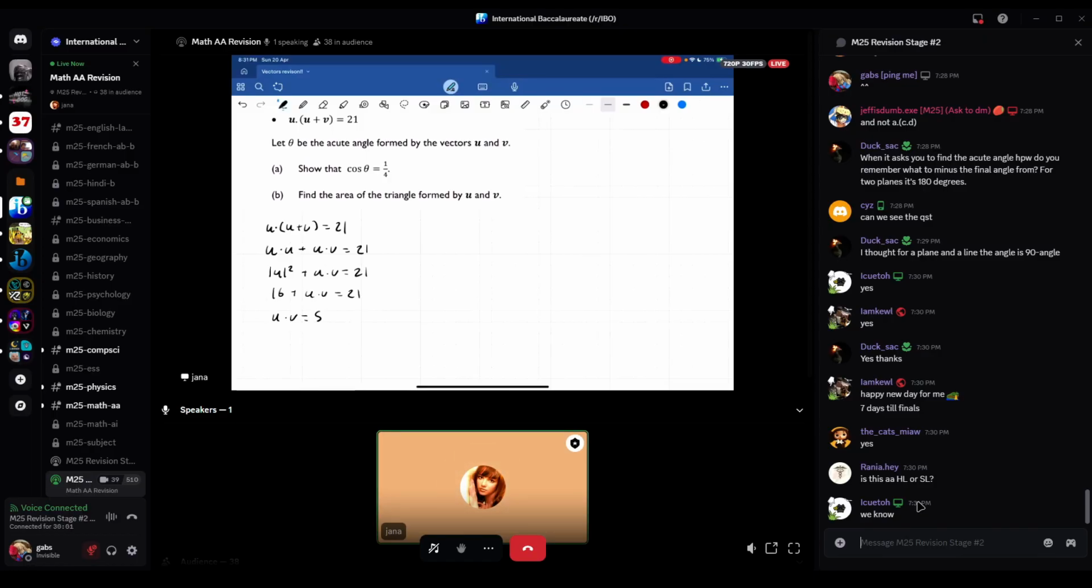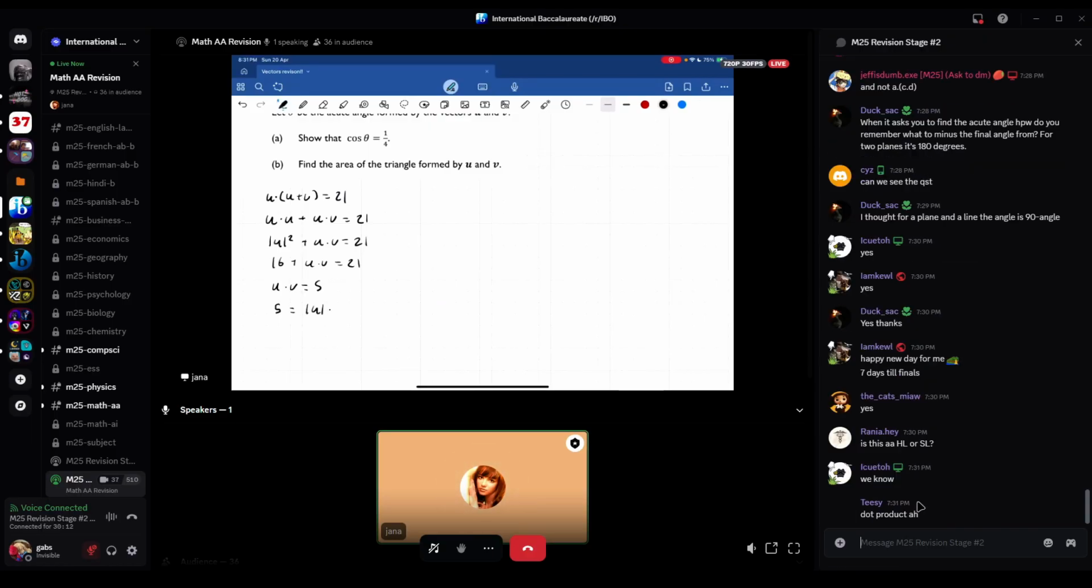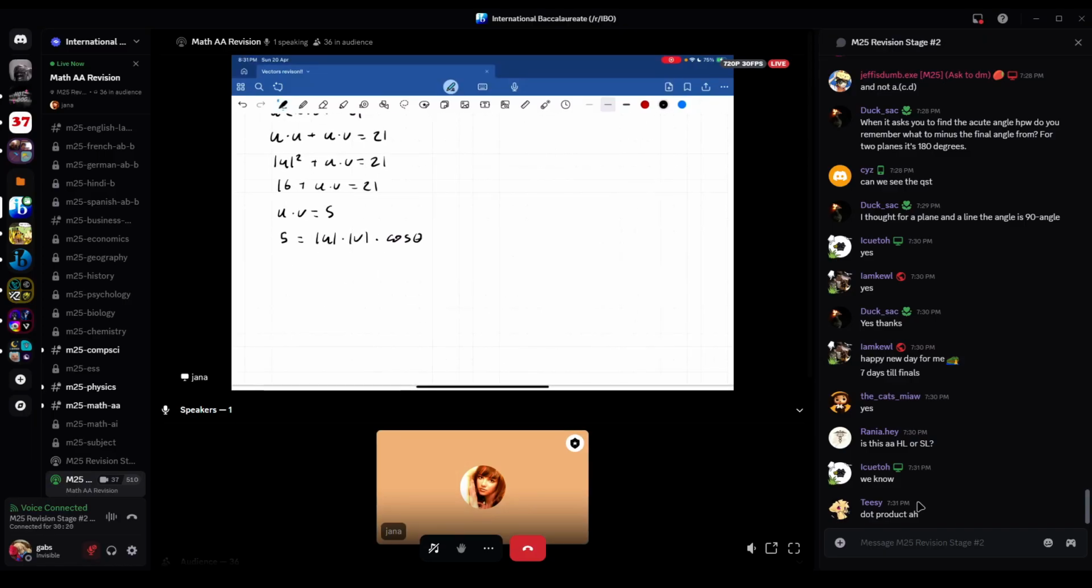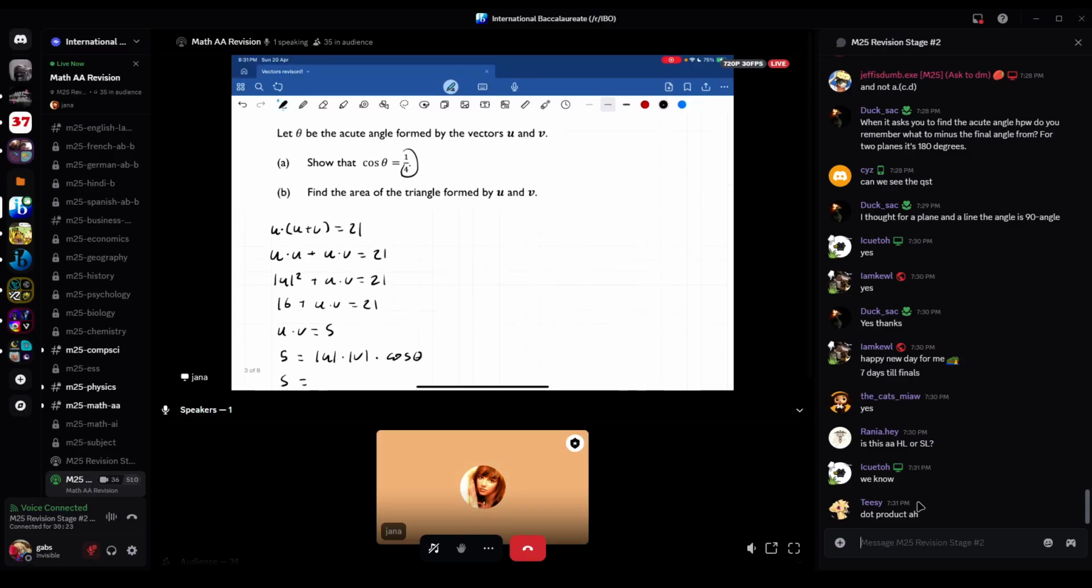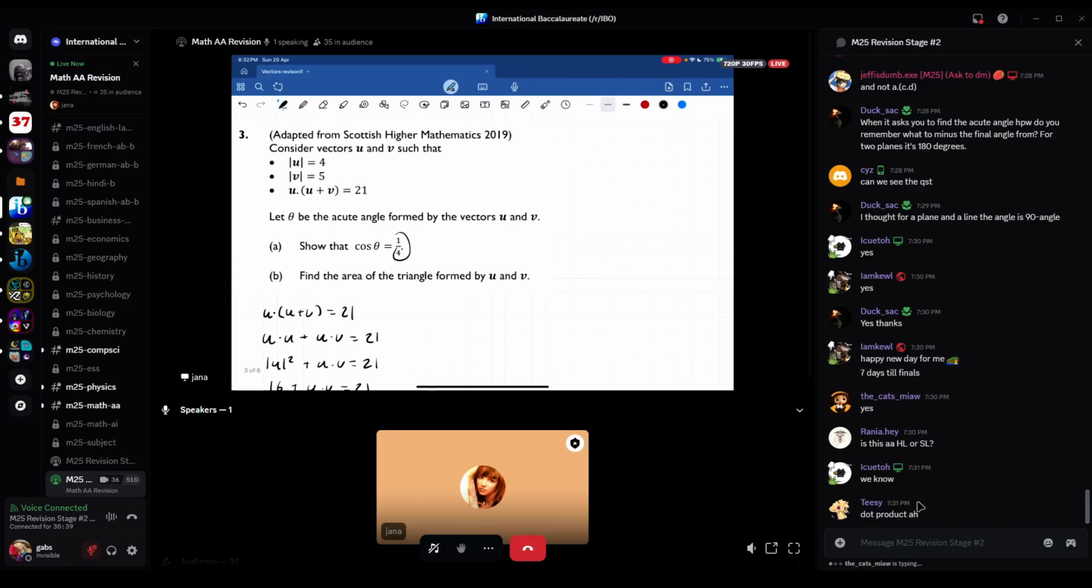So we've gotten this far, and now because we know how the dot product works, we also know that 5 equals the magnitude of u times the magnitude of v times cosine theta. And we have to show that cosine theta is 1/4. So 5 equals, what was u and v? 20 cosine theta. So cosine theta equals 5/20, which happens to be 1/4. So that's our answer right there.